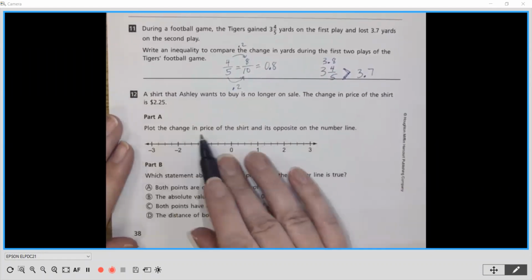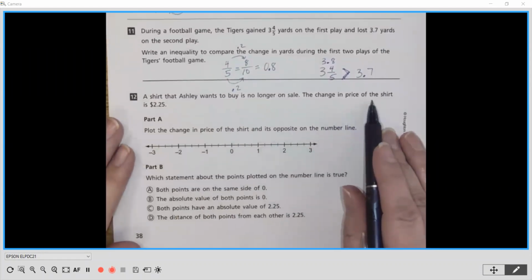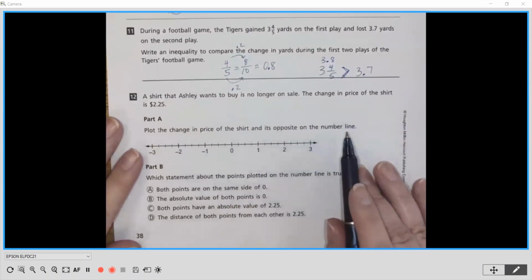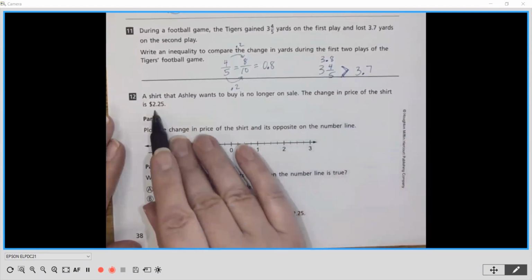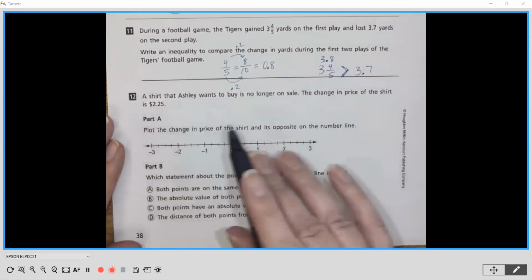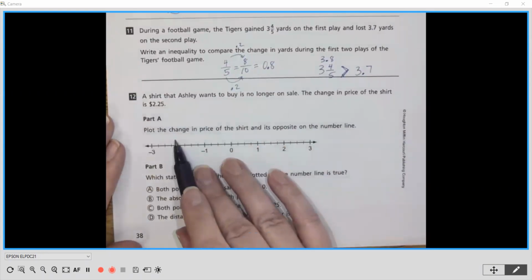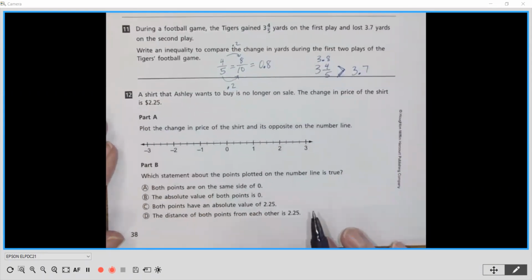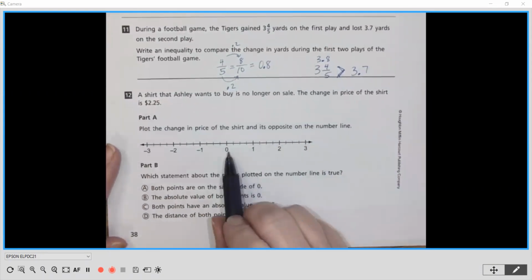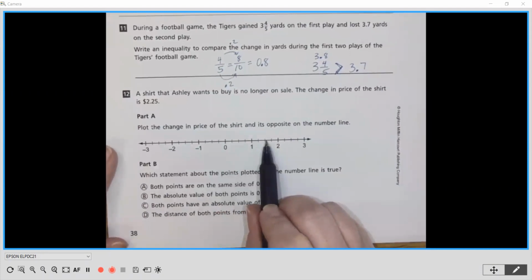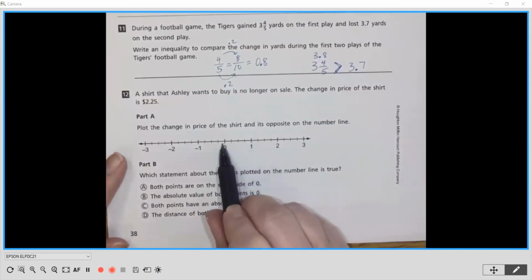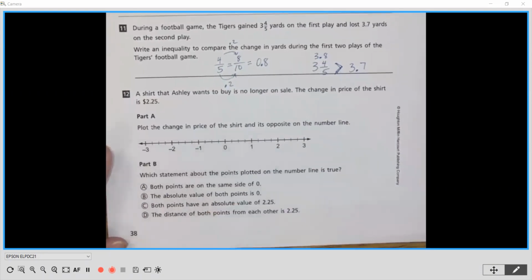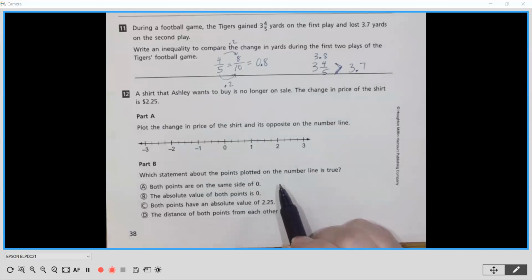Okay, so we want to graph the change in the price of the shirt and its opposite on the number line. So the change was $2.25. We want to graph that and its opposite. So we want to determine what they're counting by on our number line. So we look at 0 and 1. Starting at 0, we count the number of tick marks. There are 1, 2, 3, 4 tick marks, which tells us that each tick mark is 1/4.